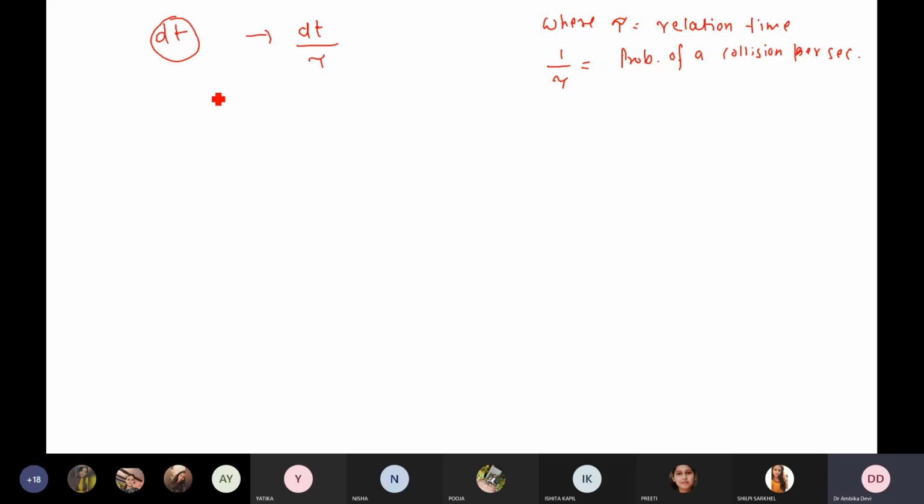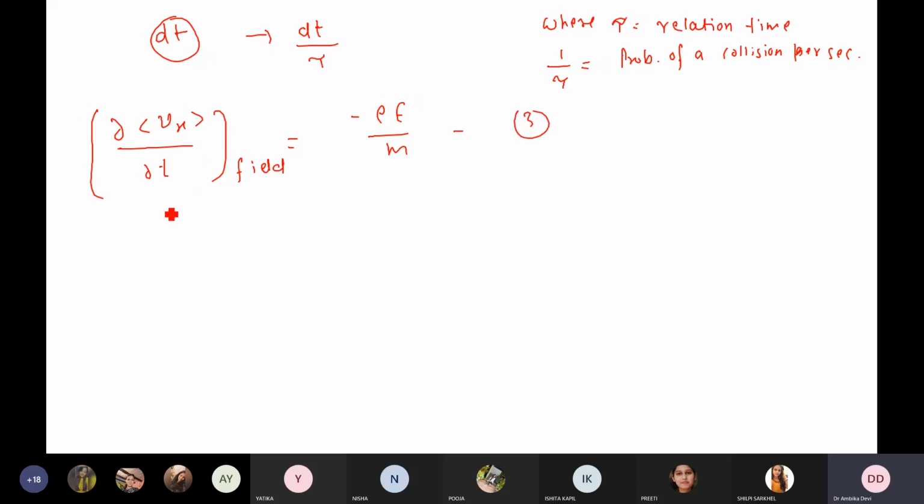Therefore, the rate of change of average velocity in x direction due to the field alone is given by dvx upon dt due to the applied field Ex, which is equal to what? Acceleration, minus eEx upon m, because acceleration is the rate of change of velocity with respect to time. This was your acceleration. Let's say this is equation number 3.